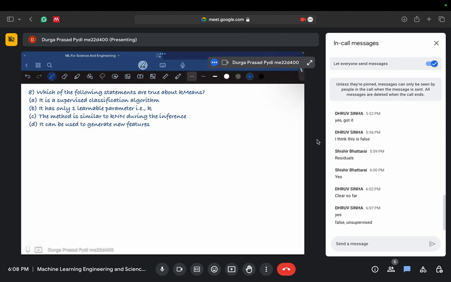It's an unsupervised one, so this is false. Again, how many learnable parameters are there in k-means? In KNN we discussed that it doesn't have any learnable parameters. So the idea will be very similar even here. The k is something that you have to provide before actually training. So this is not a learnable parameter, k is a hyperparameter. So this is again false.